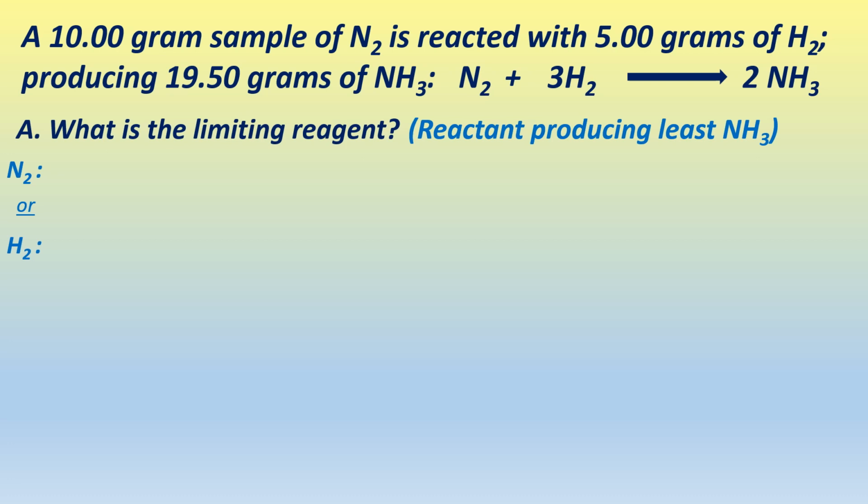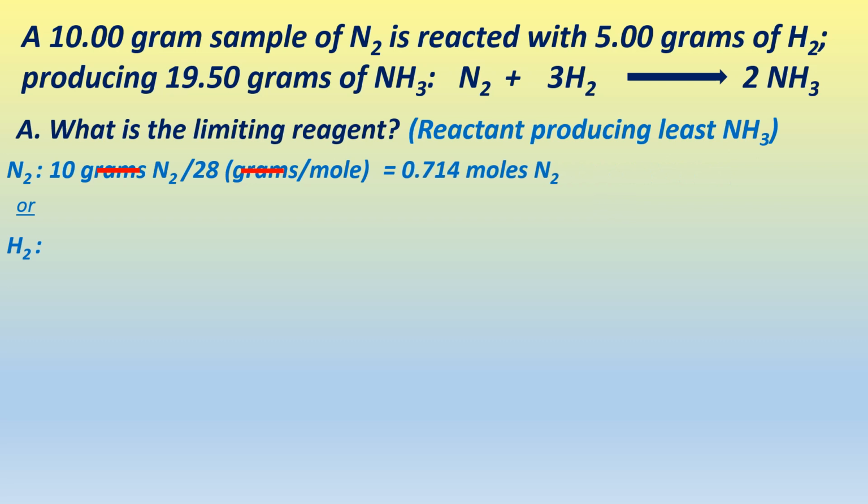As usual, the first thing to do is to convert grams to moles. So for nitrogen, 10 grams produces 0.714 moles. One then uses the balanced equation to determine how much product one could make. With my 10 grams of nitrogen at 2 ammonias for 1 nitrogen, I could make double the 0.7 moles, or make 1.43 moles of ammonia.